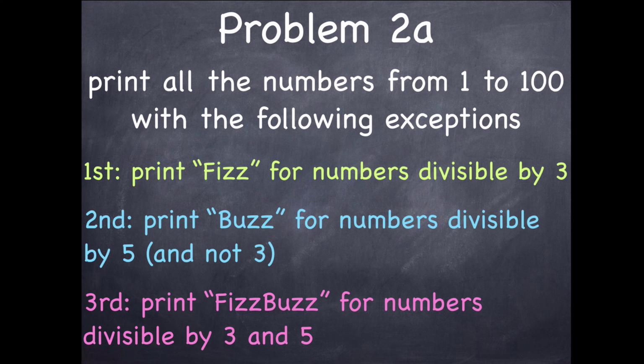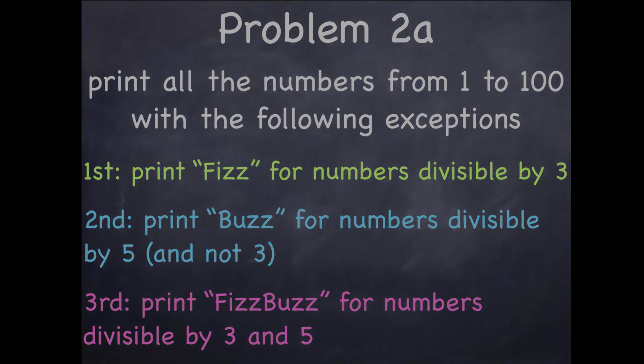So before we even worry about the 3 exceptions, let's just focus on that first part, printing the numbers from 1 to 100. This would be a good place to pause the video and try to print those numbers out yourself using a for loop. Press play when you're ready to move forward.